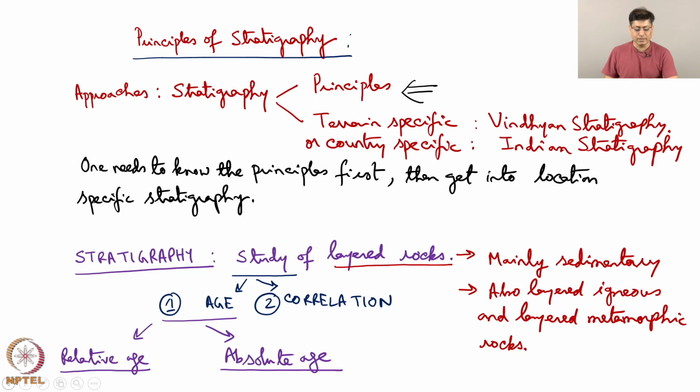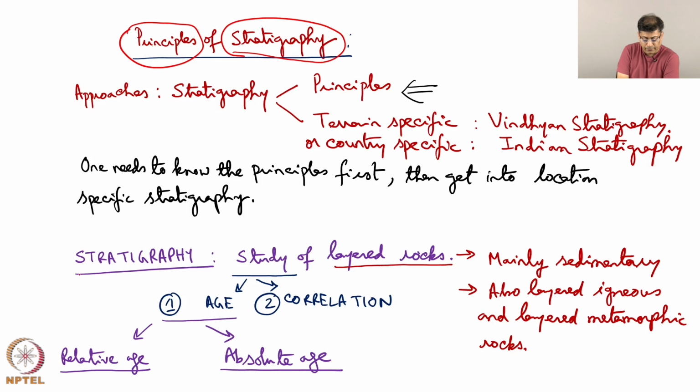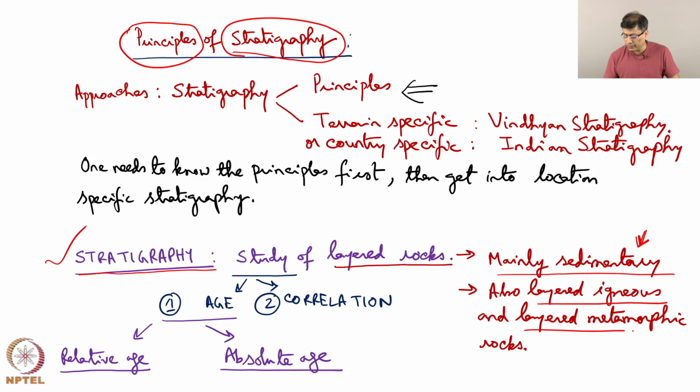Welcome to this class on the principle of stratigraphy. We will try to understand the principles and the meaning of the word stratigraphy. Stratigraphy is a study of layered rocks, and mostly the sedimentary rocks are layered. So, most of the effort made in stratigraphy is to deal with the sedimentary rocks. We also have layered igneous and layered metamorphic rocks, and that also is included in the stratigraphic discussions.